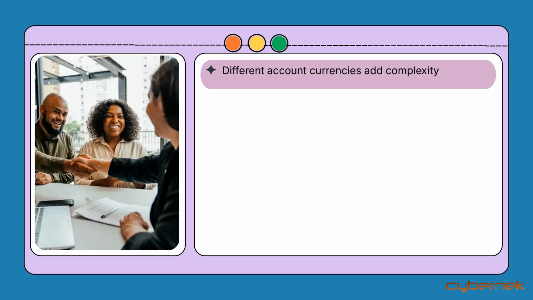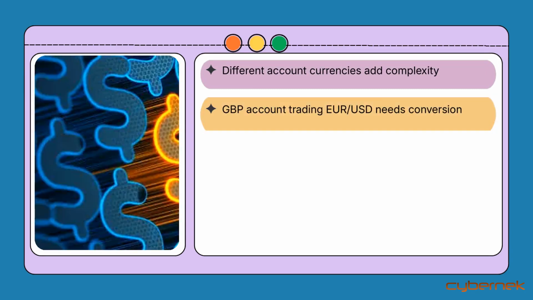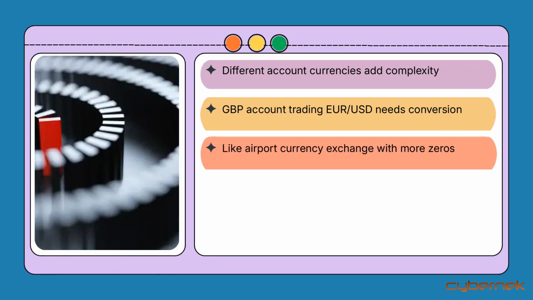But wait, there's more complexity when dealing with different account currencies. If your account is in British pounds but you're trading euro to US dollar, you'll need to convert that pip value using the current pound sterling to US dollar exchange rate. It's like doing currency conversion at the airport, but with more zeros involved.